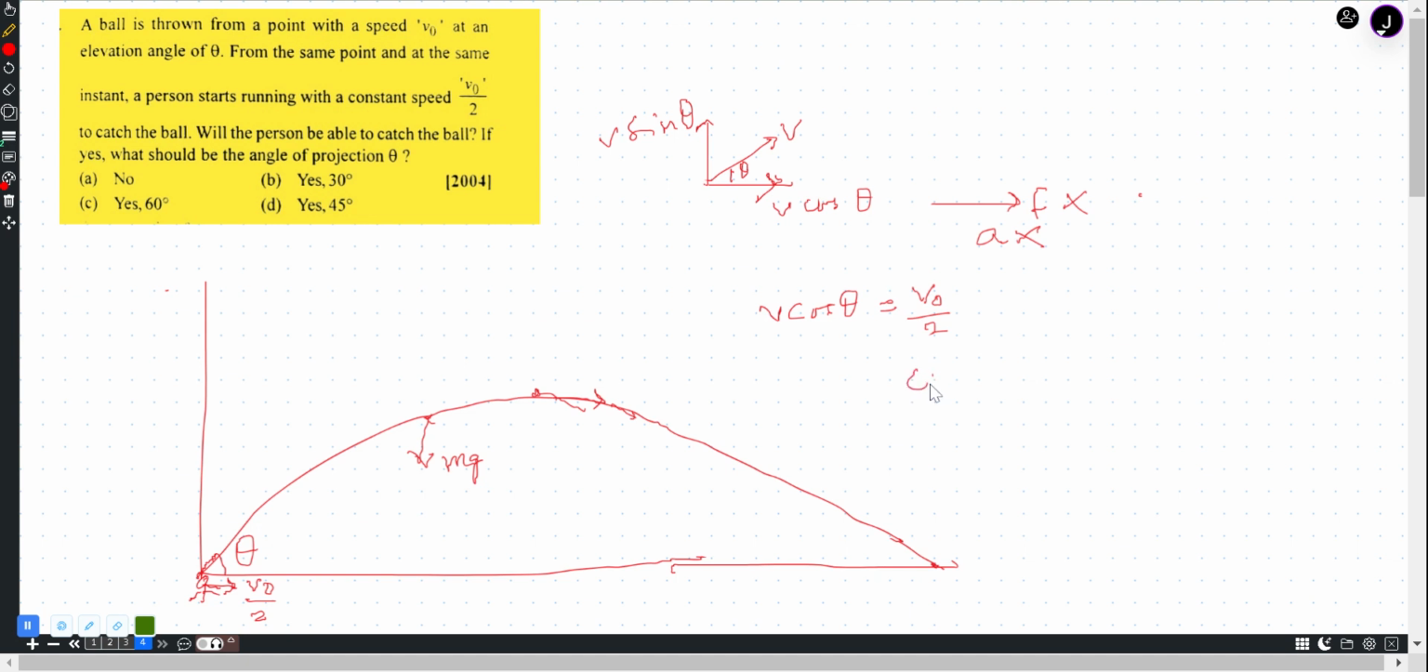Now, we know that cos 60 is 1 by 2. So, for v cos 60, it will be v0 by 2. That means, yes, at 60 degrees.